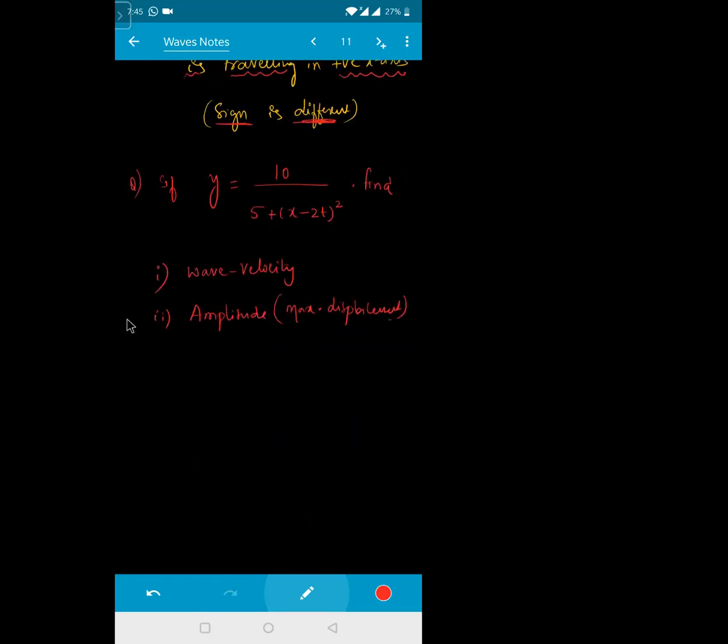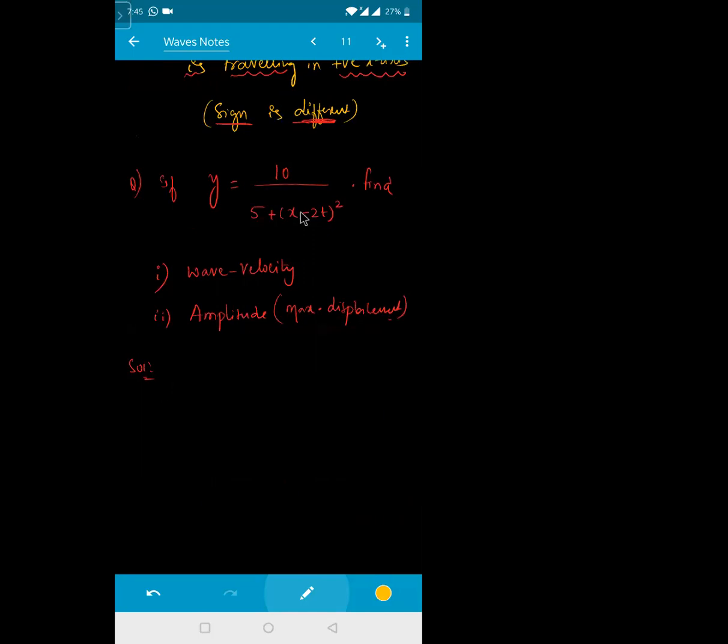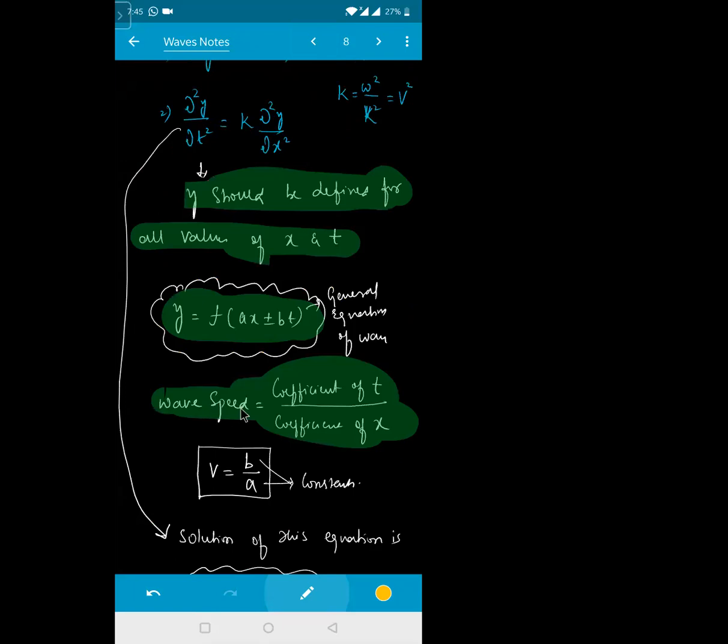Now see, compare this one with the standard equation, beta. y is equal to a function of (x plus or minus b into t). So in the place of x, this is x. In the place of here, how much is it? 1. So how do you calculate the wave's velocity? I told you, beta. Wave speed will be equal to the coefficient of t divided by the coefficient of x.